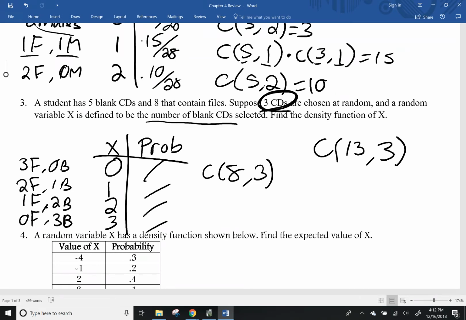For the second part, you're choosing 2 with files and 1 that's blank. So again, there are 8 with files, you're choosing 2 of them. And then there are 5 blank, and you're choosing 1 of them. Okay, and then these continue on as such.